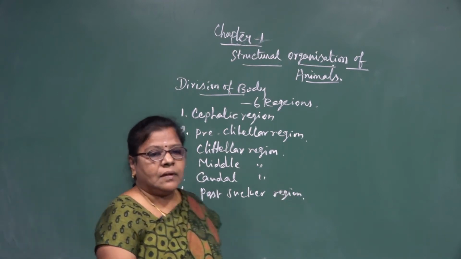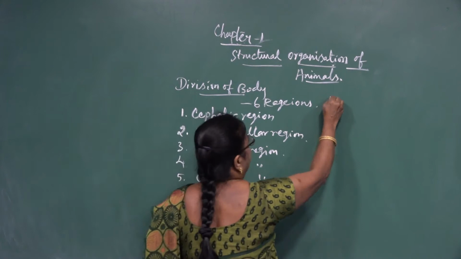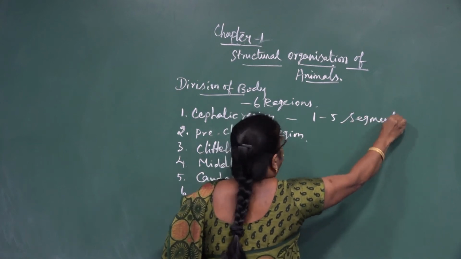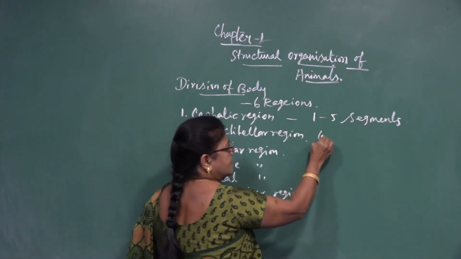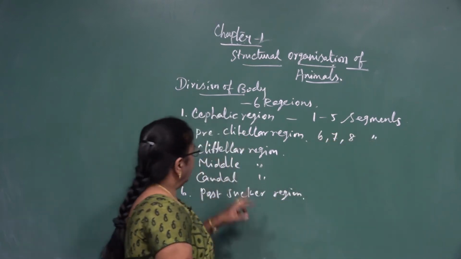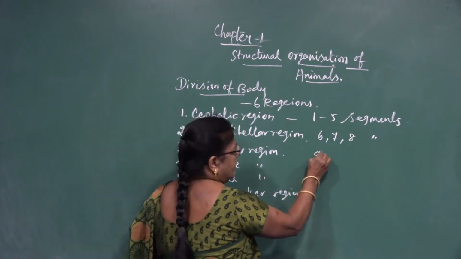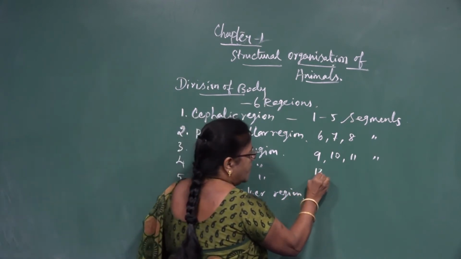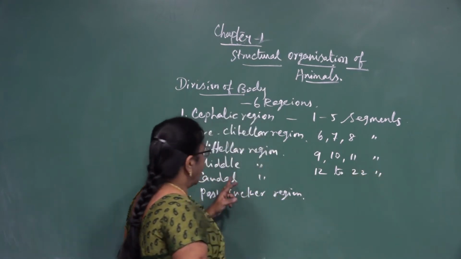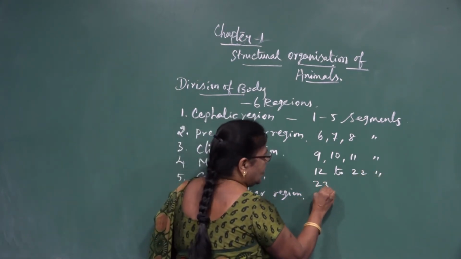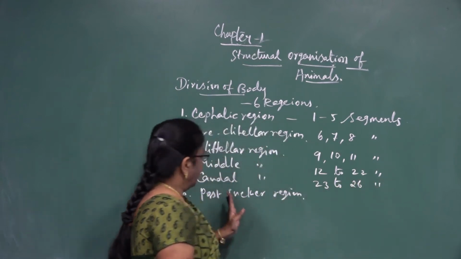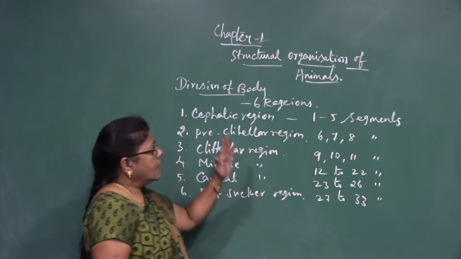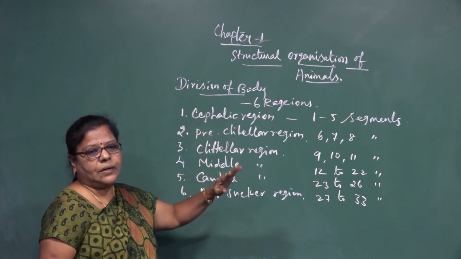The cephalic region is present from 1 to 5 segment. Pre-clitellar region is present in the 6th, 7th and 8th segments. Clitellar region is located in the 9, 10 and 11 segments. Middle region is located from the 12 to 22 segments. And caudal region is present in the 23 to 26 segments. And post-sucker region is present from 27 to 33 segments. These are divisions in the body. So totally the body is divided into 6 regions.